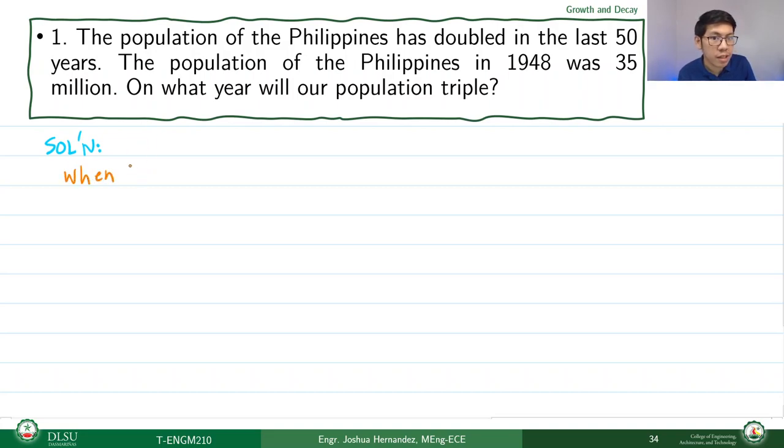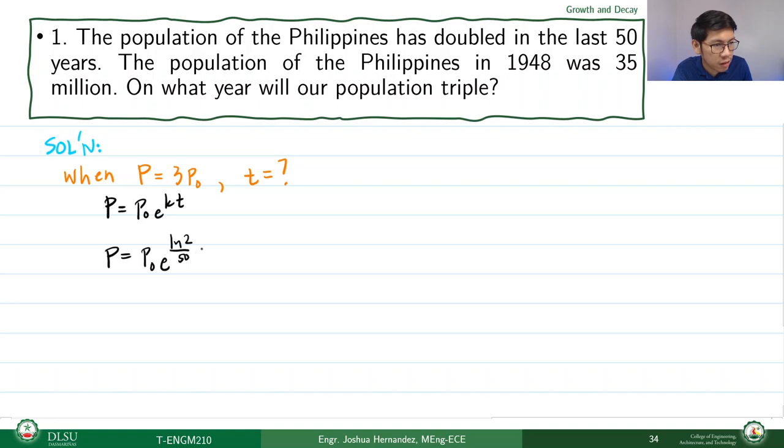when the population daw triples, 3P naught, no? What will be, or what year will that be? What year? So now that we have completed our working equation, we have, di ba kanina, P equals P naught e raised to kt, where k is ln 2 over 50. We can now solve for P, and that is P equals, ano yung P naught natin?